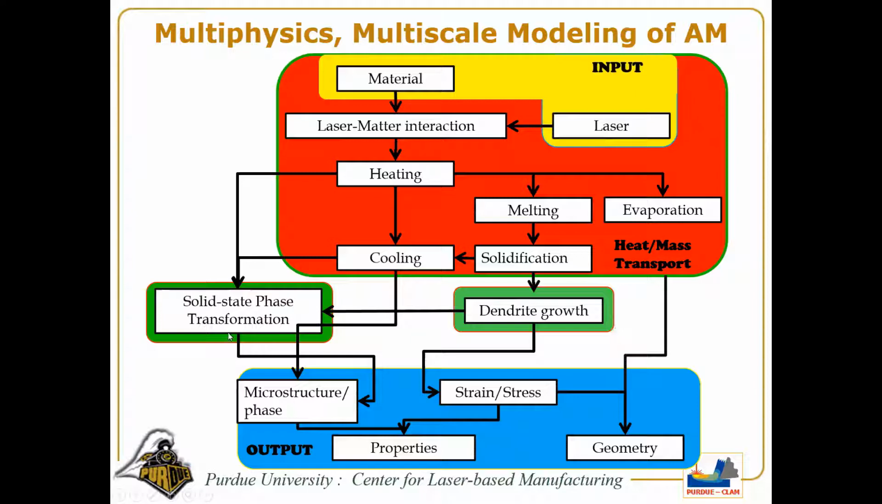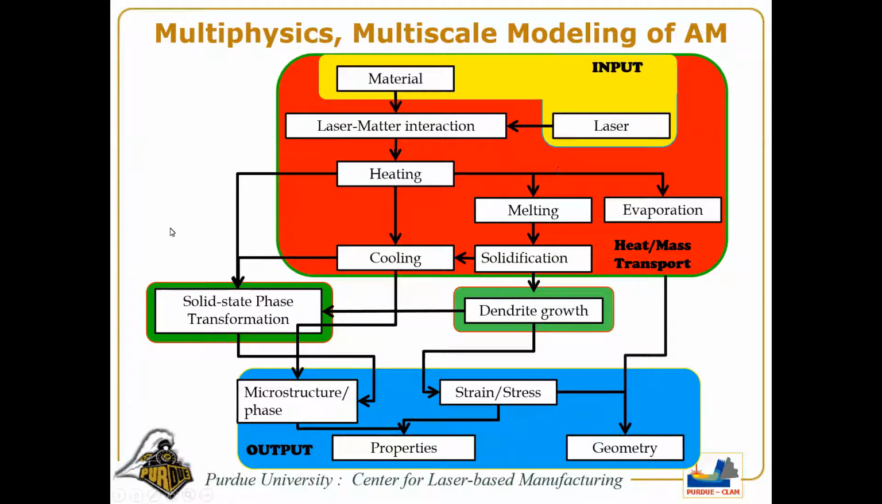The second one, the green boxes, is when liquid changes into solid. Basically, you start forming the microstructure: grains and grain boundaries, phases, and all these things. You have to be able to understand that. That's the part connected to the red portion. Then this microstructure will later be related to stresses and strain, and it also affects the properties as well as the final geometry.